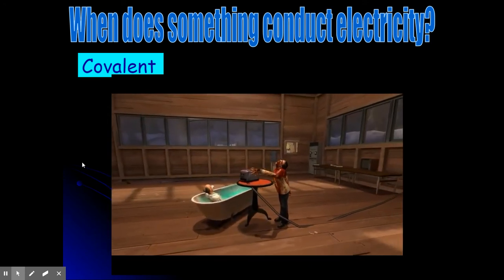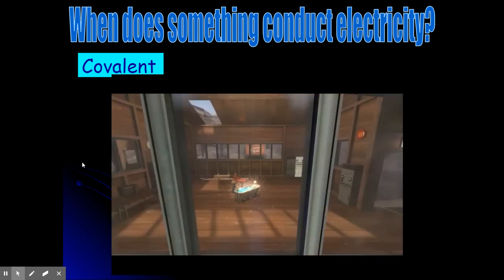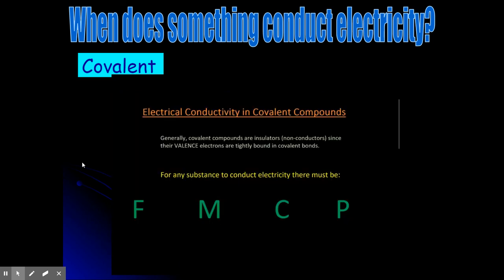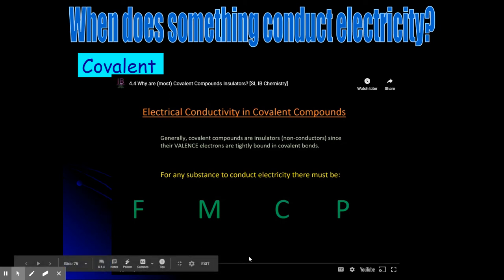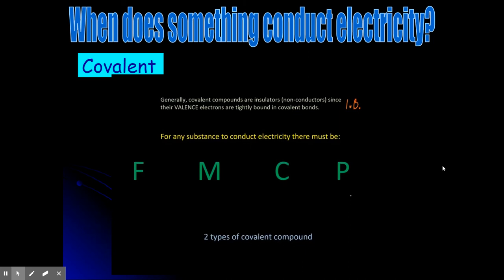So if covalent compounds are insulators and water is a covalent compound, how come throwing a toaster into a bath of water is considered dangerous? Well, generally, covalent compounds are insulators. They're non-conductors of electricity, since their valence electrons, their outer electrons, are tightly bound within the covalent bonds, so they can't move. That's the IB answer. It's not quite true, but it's true enough for IB.